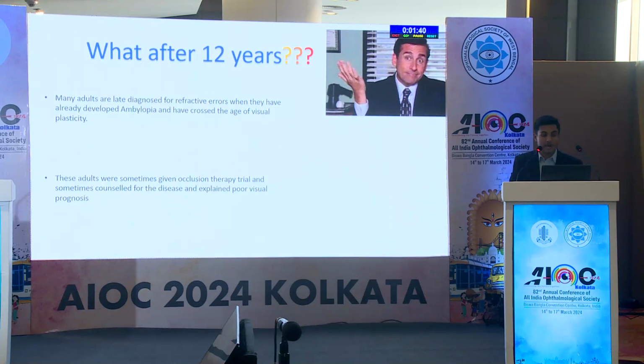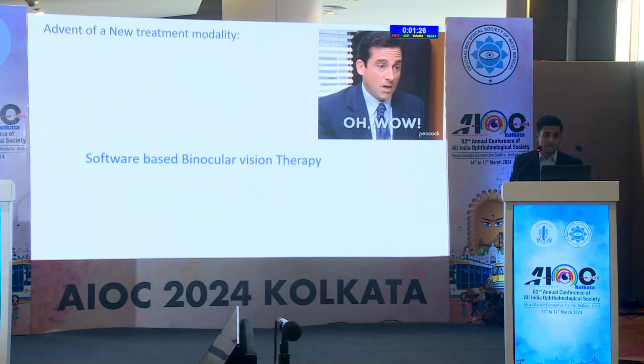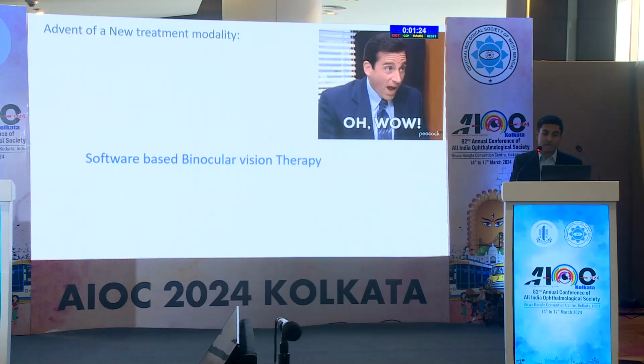Many adults are diagnosed late for refractive errors when they have already developed amblyopia and have crossed the age of visual plasticity. These adults were sometimes given an occlusion therapy trial and sometimes counselled about the disease and explained the poor visual prognosis. Here comes the software-based binocular vision therapy.